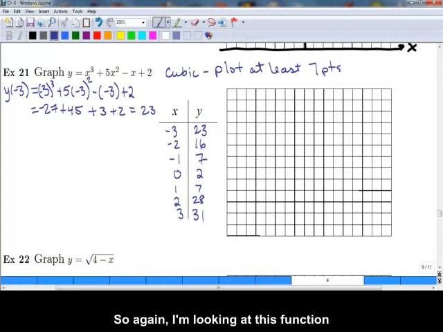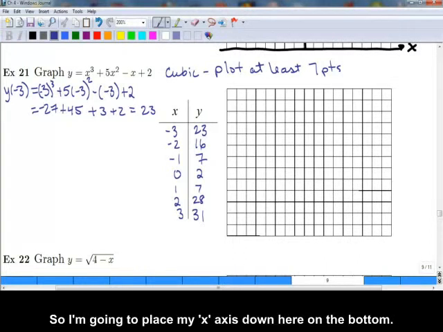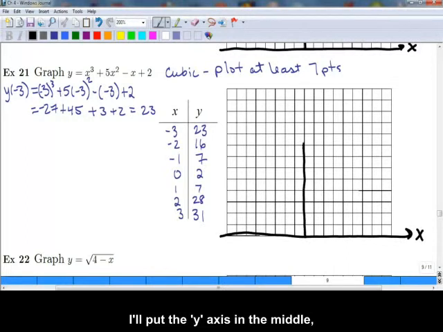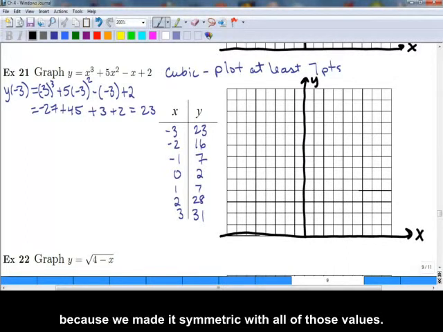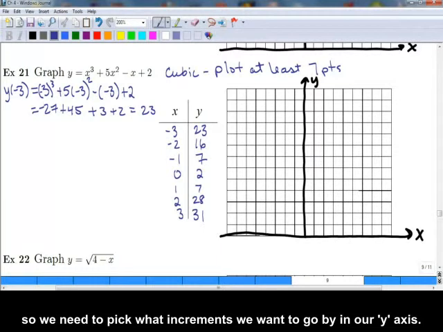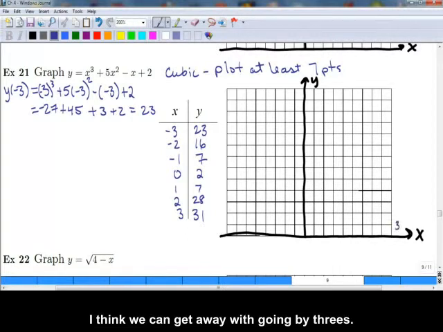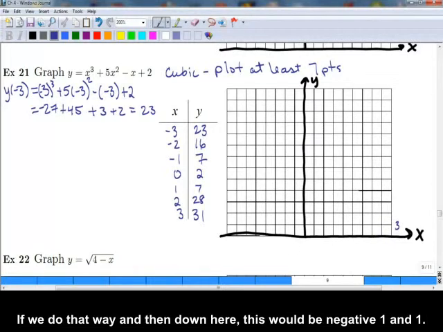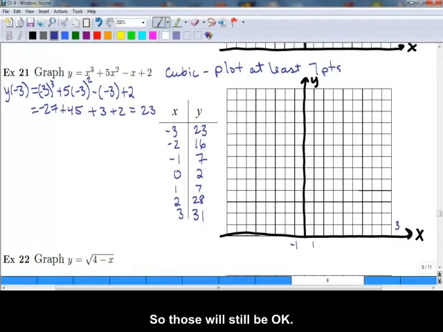So again, I'm looking at this function and I'm seeing that all of the y values are positive. So I'm going to place my x-axis down here on the bottom. I'll put the y-axis in the middle because we made it symmetric with all of those values. And now we go to say, okay, we've got values of 23, 28, 31, so we need to pick what increments we want to go by in our y-axis. I think we can get away with going by 3s if we do that way, and then down here this would be -1 and 1, so those will still be okay.